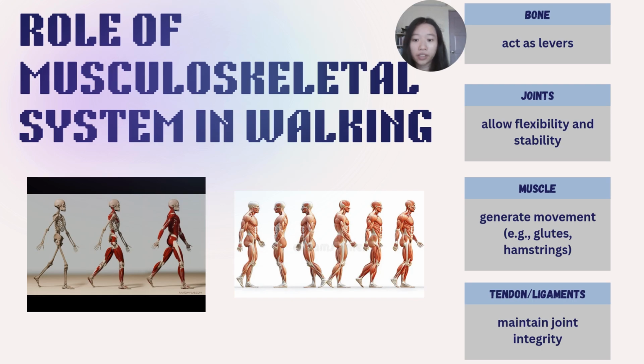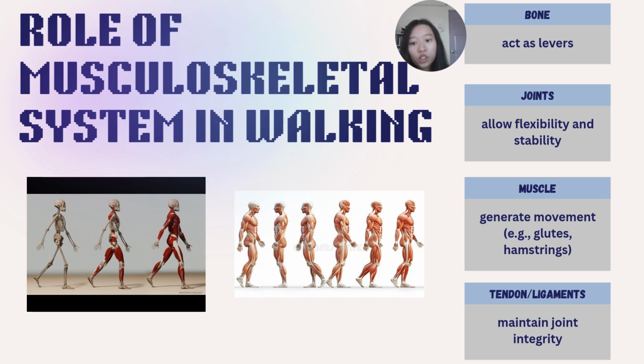Okay, now that we understand what is walking, we want to know what is the role of the musculoskeletal system in walking. So, the musculoskeletal system is made up of bone, joints, muscle, and tendon and ligament. So, first of all, we look at bone. Bones are very hard structures that give our body shape and support. For example, the femur, which is the thigh bone, will act like a lever to help us move our leg forward and support our weight.